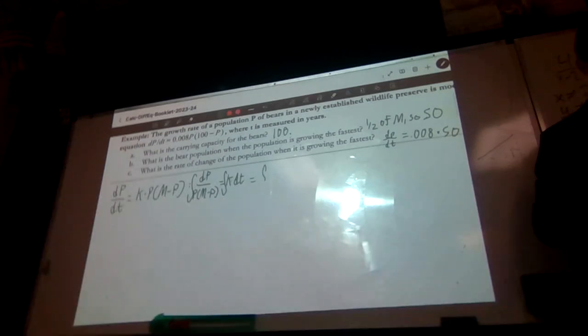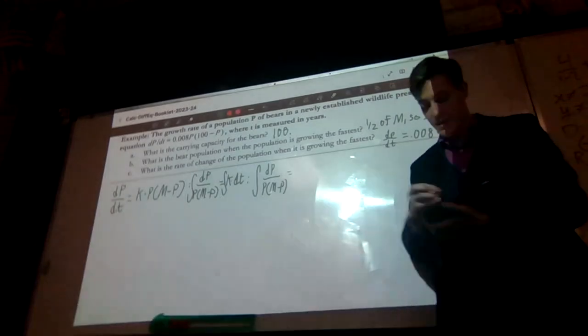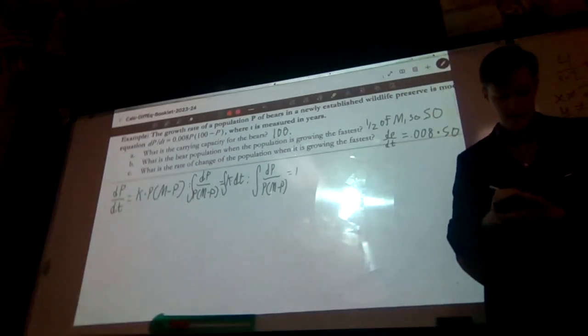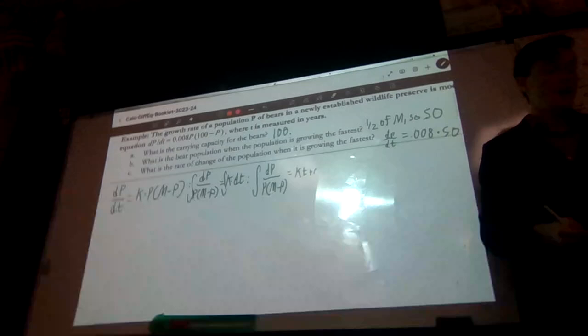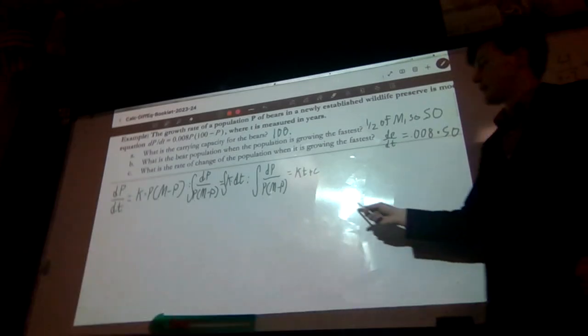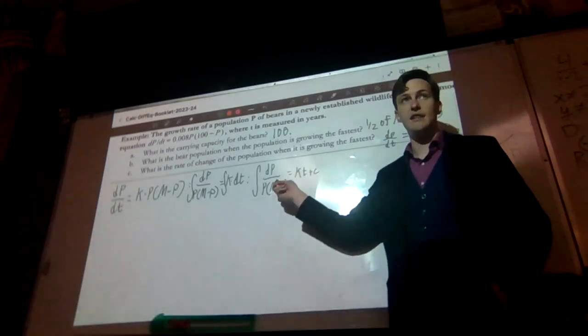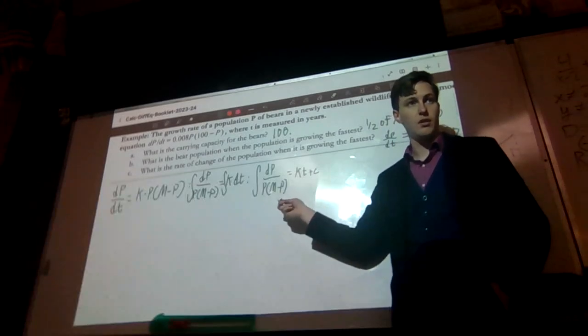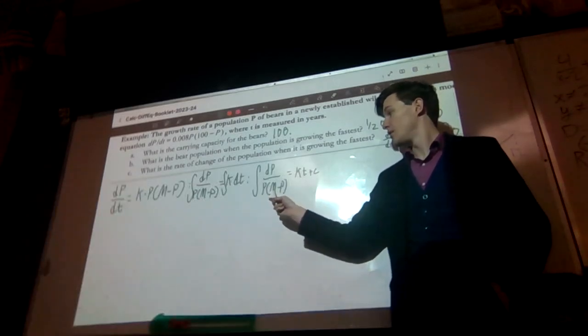The right side will be the integral of dp over p times m minus p is equal to the integral of k dt, which becomes just kt plus c. However, what do we have to do in order to integrate, anti-differentiate this portion? Not chain rule. What did we just learn? Natural log? Not natural log.